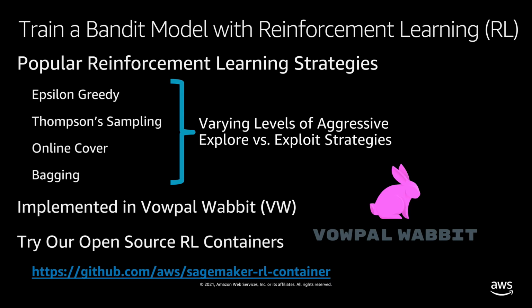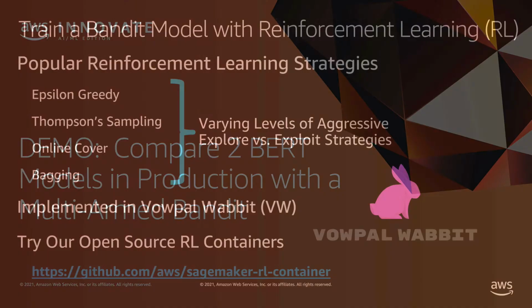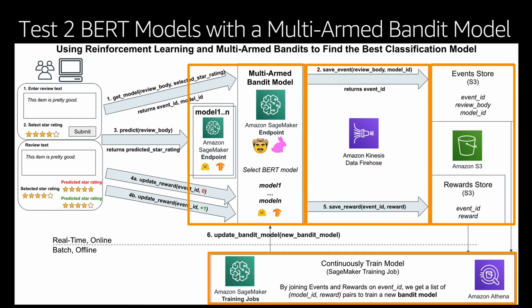SageMaker supports reinforcement learning natively, supports Ray, Coach, Vowpal Wabbit, Unity, and these are all inside of these SageMaker reinforcement learning containers that have been optimized for SageMaker, all based on the open source.